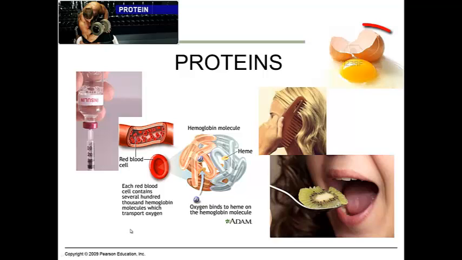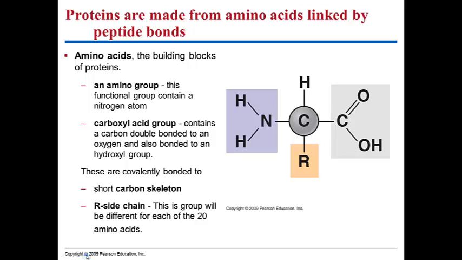And then finally, the last group would be storage proteins. And storage proteins are things like albumin in egg white, providing a ready source of amino acid for the developing egg. So proteins are a polymer made up of a sequence of individual amino acids that are bound to each other. And the sequence of amino acids determines the structure and the function of the protein.